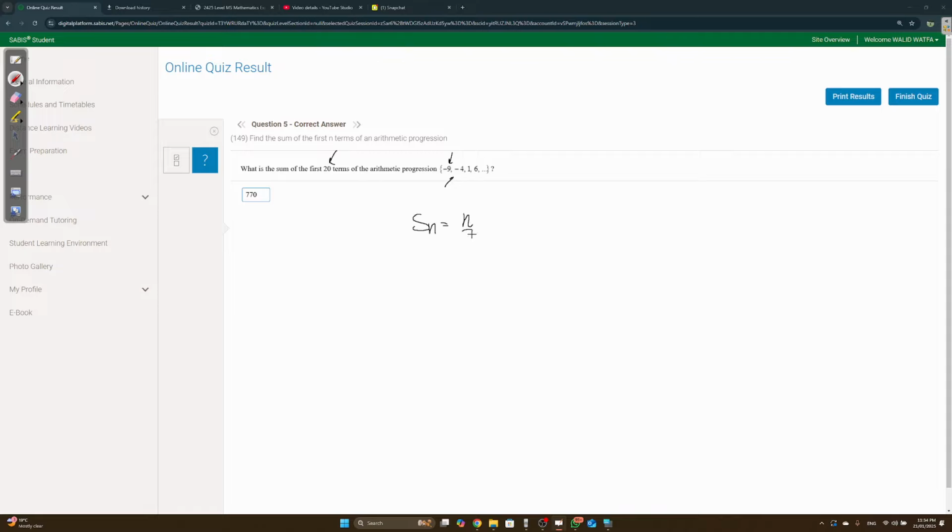Sn is equal to n over 2 times a1 plus an. Do we have the 20th term? No. So it's better to use Sn is equal to n over 2 times 2a1 plus n minus 1 d. Right? Type n over 2, 20 over 2, 2a1, so 2 times negative 9, plus n minus 1 d, 20 minus 1, so 19 d.